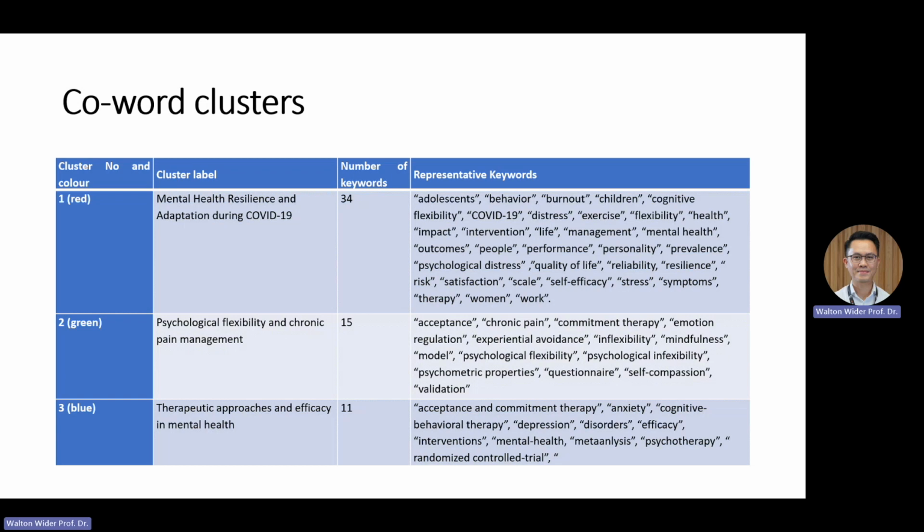Secondly, the second cluster, which is in the green, shows that there are 15 keywords here, talking about psychological flexibility and chronic pain management. Of course, people are still looking at that now. Although many years have been spent researching chronic pain, people are still very much interested in looking at chronic pain management. And last but not least is the therapeutic approaches and efficacy in mental health. Right. So these are some of the future trends for psychological flexibility.